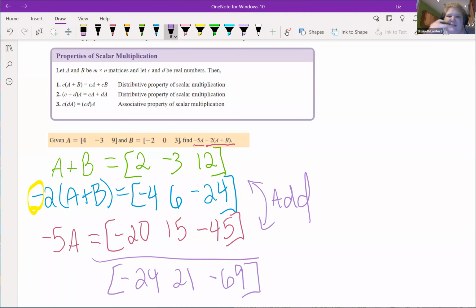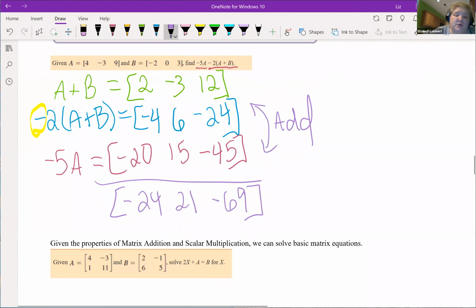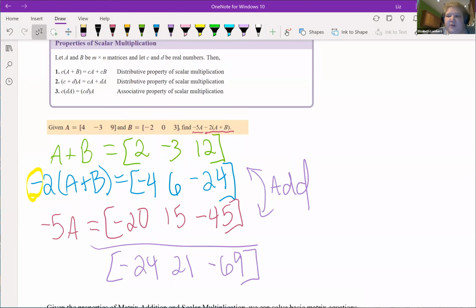All right, so that's basic addition, subtraction, and scalar multiplication with matrices. Now this means, we'll see it in a sec. Let me pause the video and then come back.